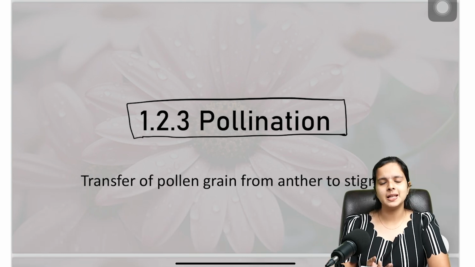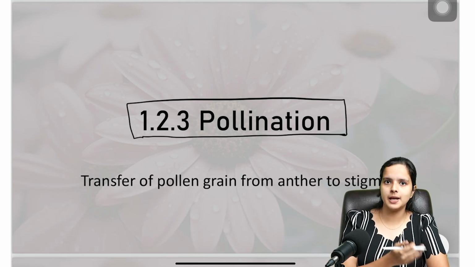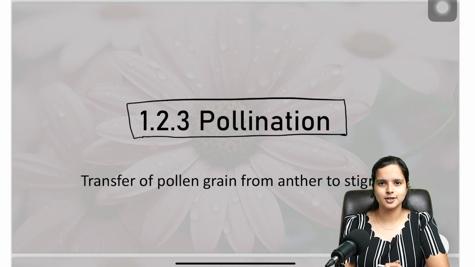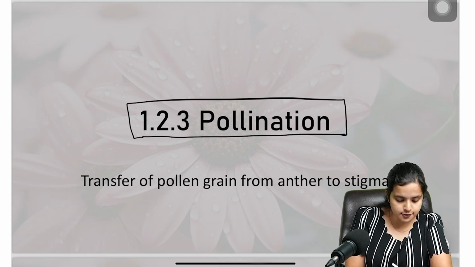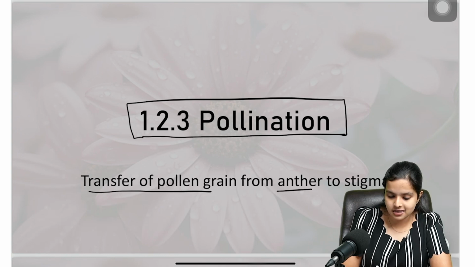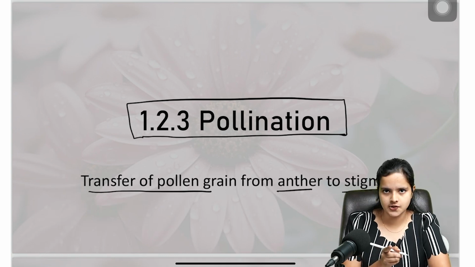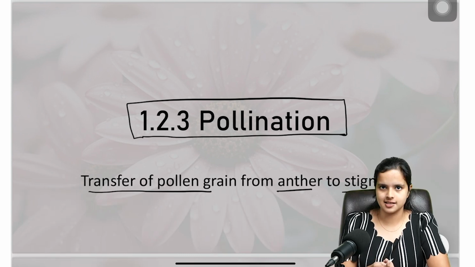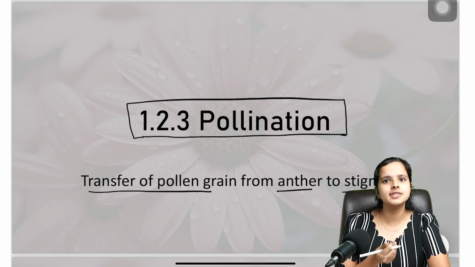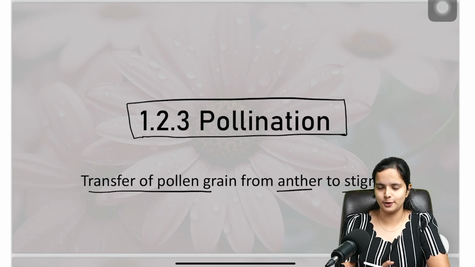Pollination is simply the transfer of pollen from the male reproductive organ to the female reproductive organ. To be precise, pollination is the transfer of pollen grains from the anther to the stigma. You know what anther is, right? Anther is a part of the stamen, the male reproductive organ, which releases pollen grains, right? And you know what stigma is? Stigma is a part of a carpel which acts as a landing platform for the pollen grain, right?